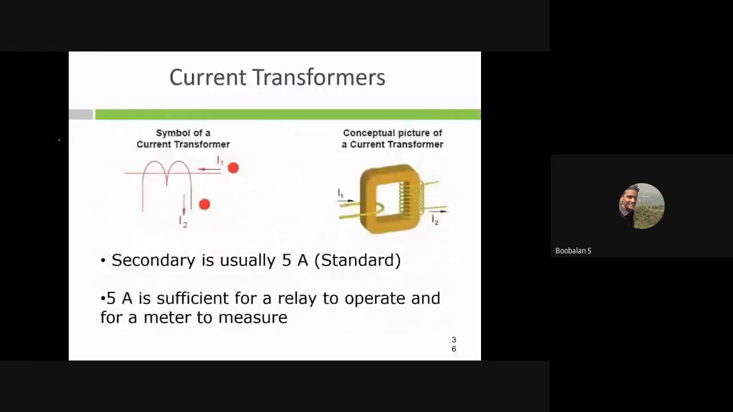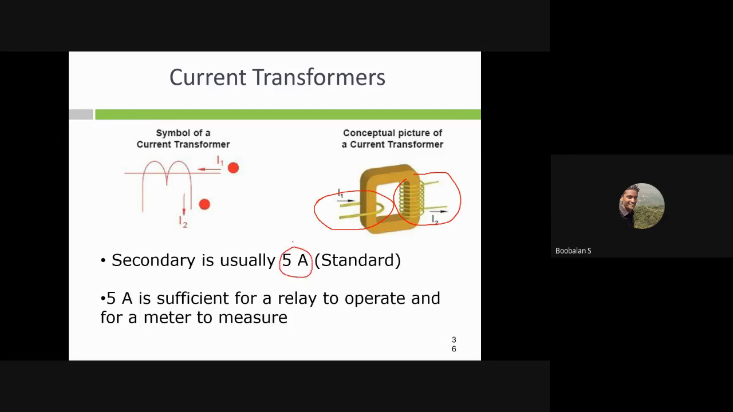So you know how it works, right? There are two windings in the transformer, right? One is a primary winding and one more is a secondary winding. So these are my primary winding and these are my secondary winding. Based upon this turns ratio, definitely you will be able to measure the current rate. So in a standard CT, it will be 5 ampere.